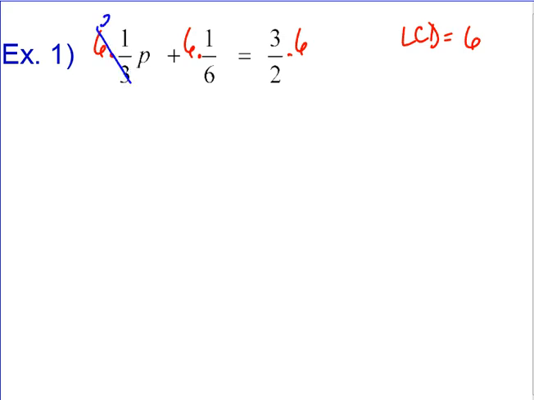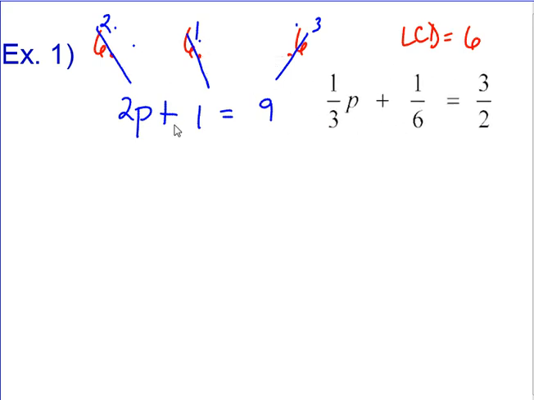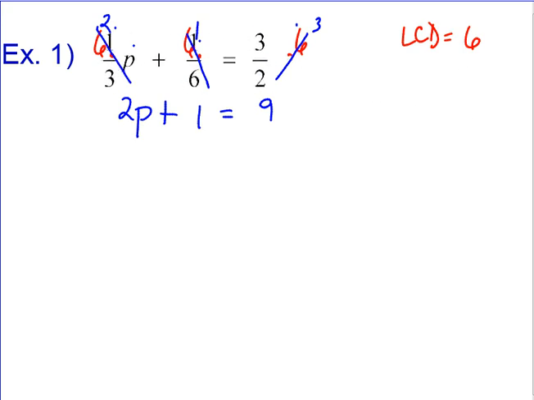So 3 goes into 6 2 times. 2 times 1 times p is 2p. 6 goes into 6 1 time. 1 times 1 is 1. And 2 goes into 6 3 times, and 3 times 3 is 9. You can see by looking at the equations that the blue one is a lot easier to work with than this one here that's a fraction.